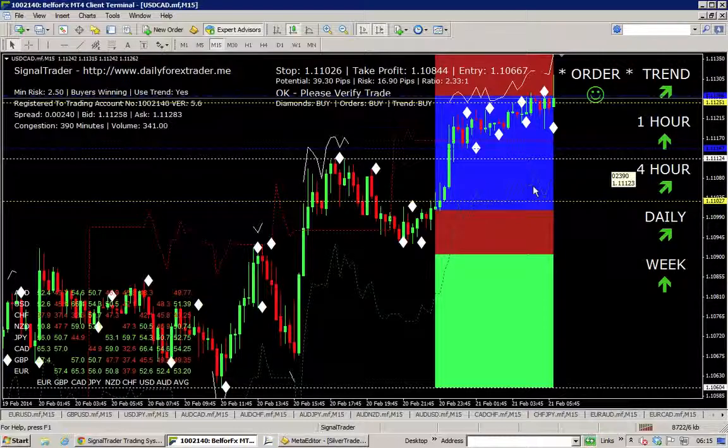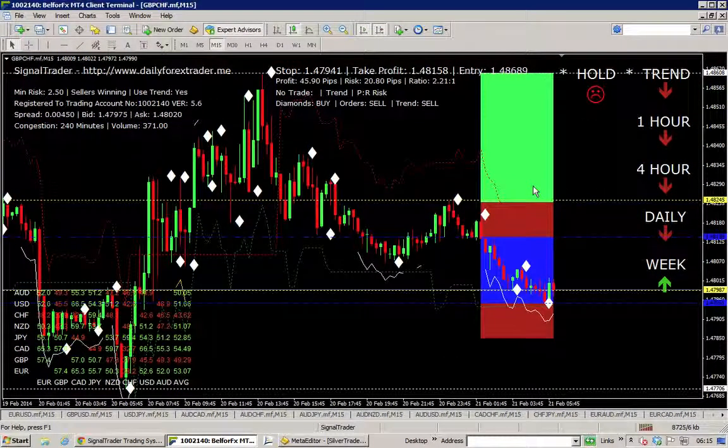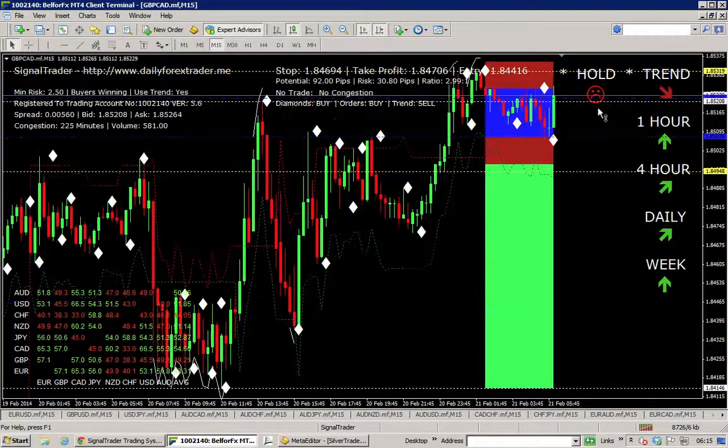There's a little order here, short. So talking about congestion orders, they require 2.5 or above risk to reward. You can see it's thinking about bringing it up. So it's saying if you put an entry order here with this target, at the moment it's a hold because there's not enough risk reward in it.